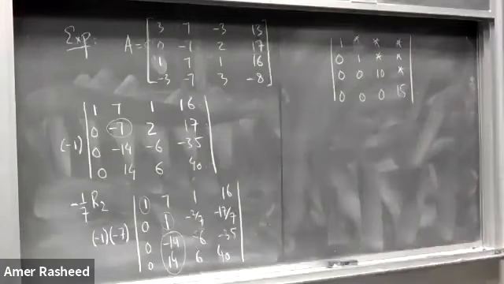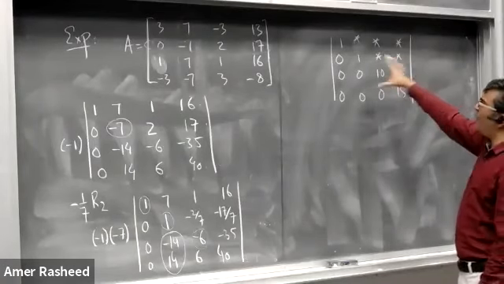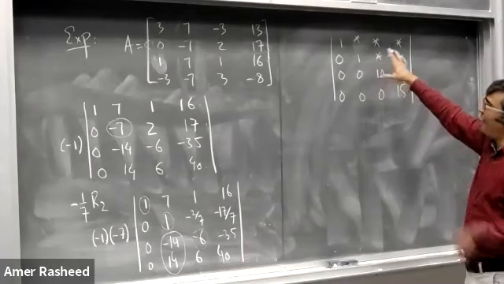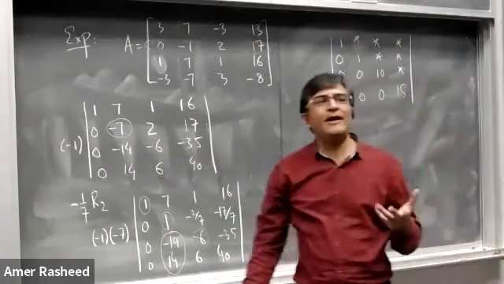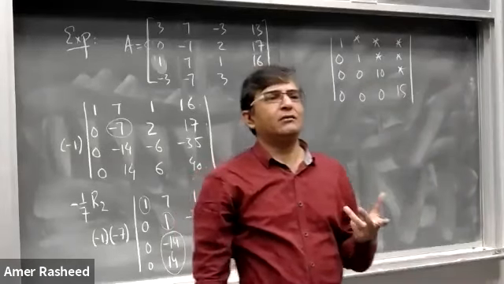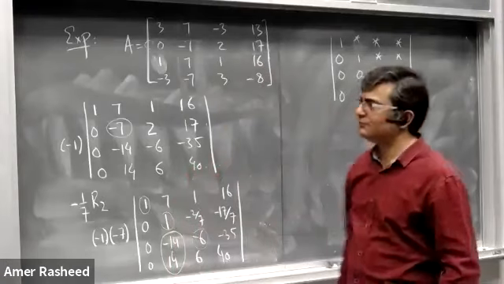Okay. Now you can see here that in order to find the determinant of this matrix, if we write a cofactor expansion along any row or any column, what do you get?